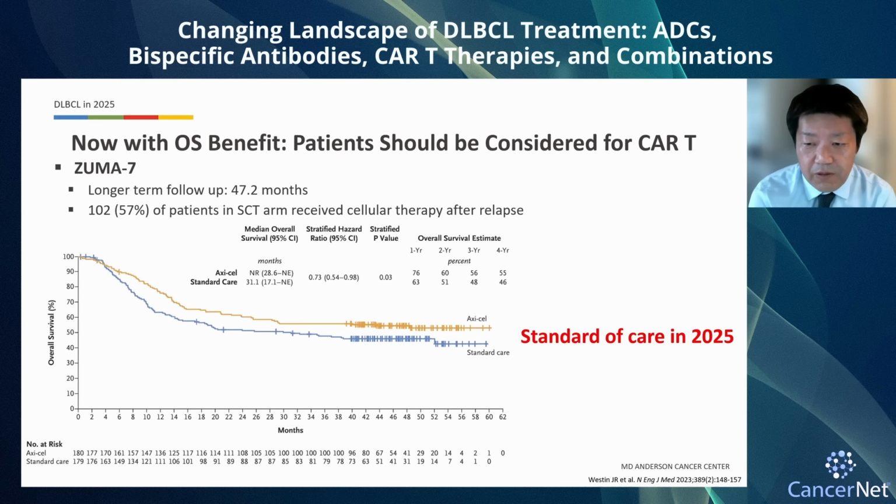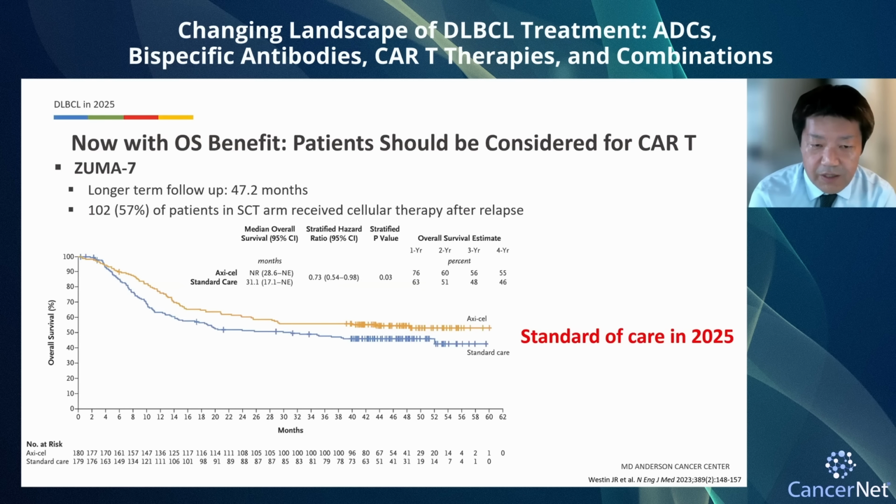With the longer follow-up data, the ZUMA-7 trial has now demonstrated an improvement not only in progression-free survival, but also in overall survival with CAR T-cell therapy compared to the standard chemotherapy followed by transplant approach. Given these results, it's becoming increasingly difficult to justify using chemotherapy as a second-line treatment for patients who relapse early.